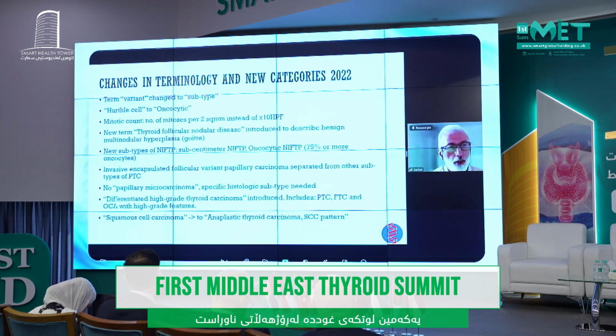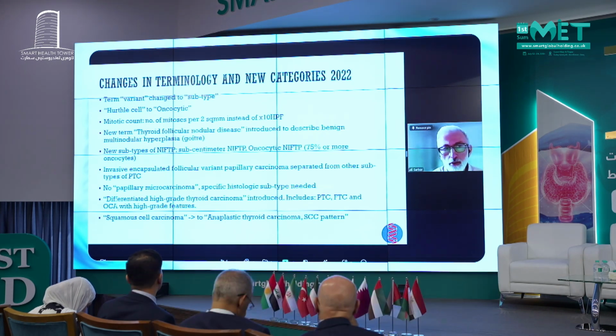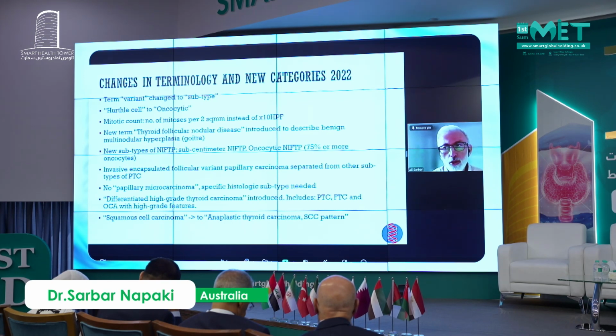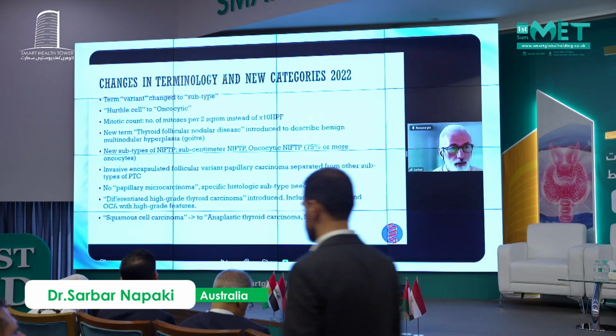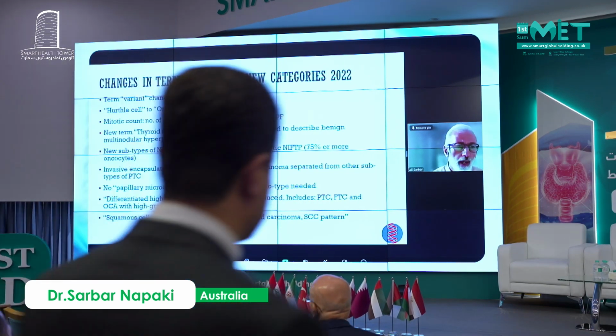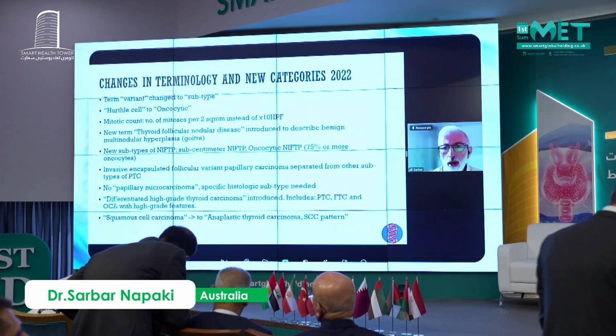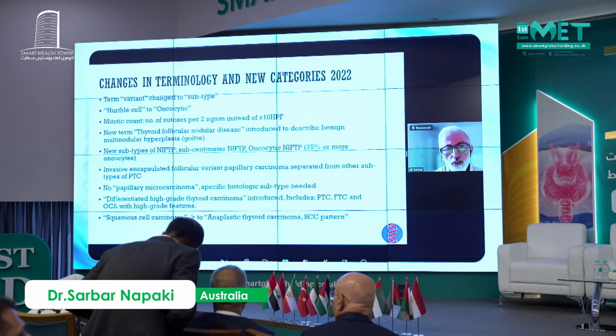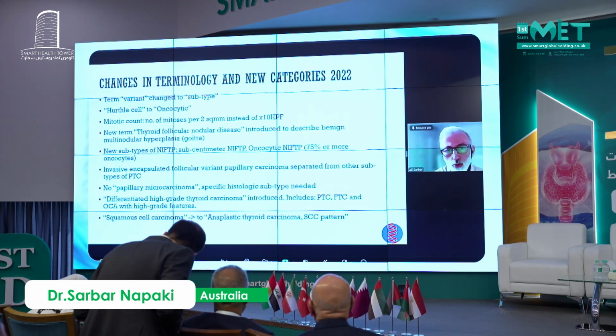The term Hürthle cell is also dropped in favor of oncocytic. So we don't say Hürthle cell adenoma or carcinoma anymore. We say oncocytic adenoma or carcinoma. We used to count mitotic figures per 10 high power fields. Now it's more uniformly done per 2 square millimeters.